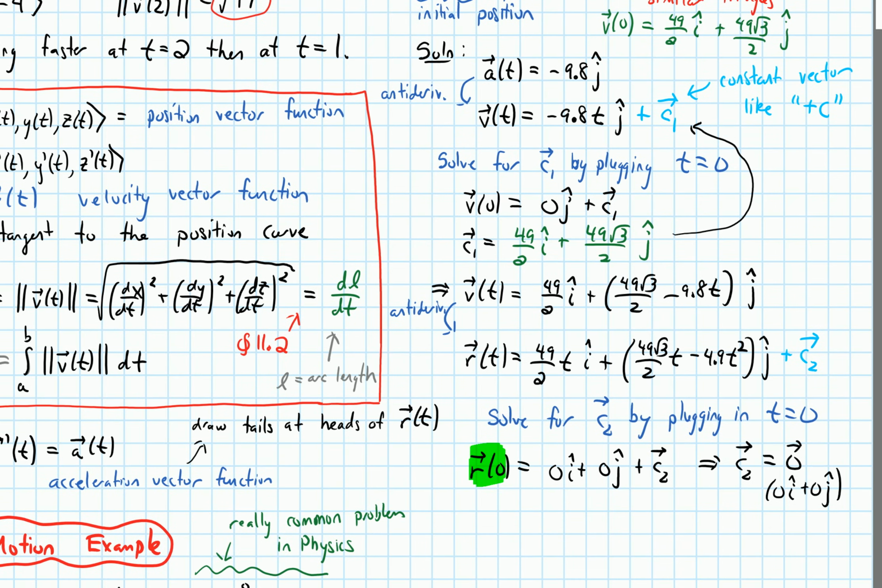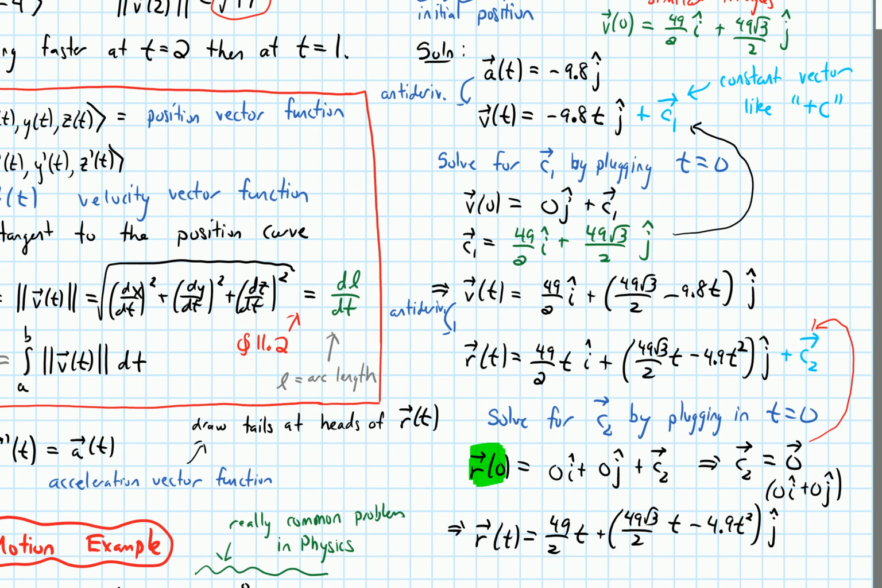So now we know what r of 0 is. We are ready to plug that into our position function. So now I can take what c2 is and plug it in here for the C2. And that'll give us that r of t equals 49 over 2t plus 49 root 3 over 2t, and then minus 4.9 t squared, j hat.